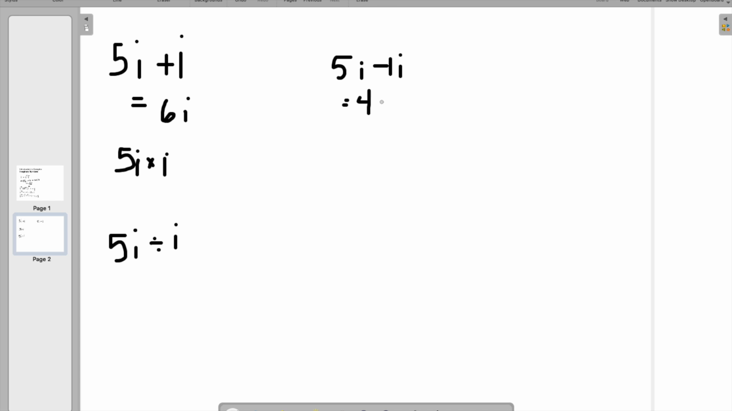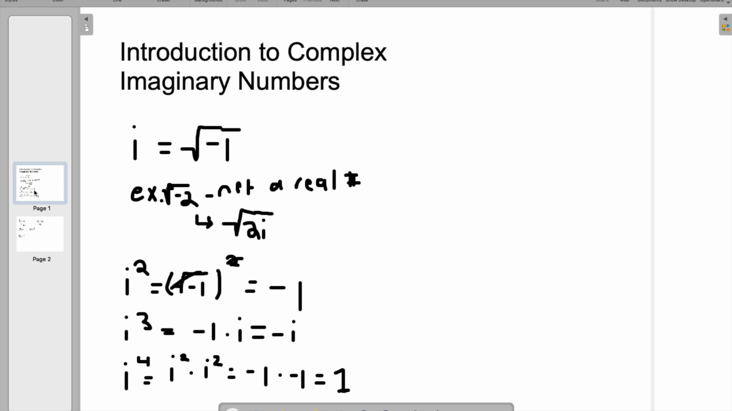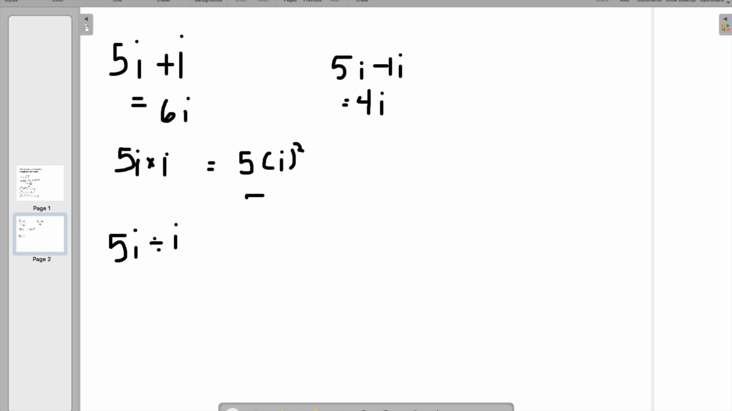However, for multiplication, it's different. So you can rewrite 5i times i as 5i squared. And what we did in our slide before, i squared equaled -1. So you just want to multiply 5 and -1 because that's what i squared equals. And so 5i times i is just going to be -5.